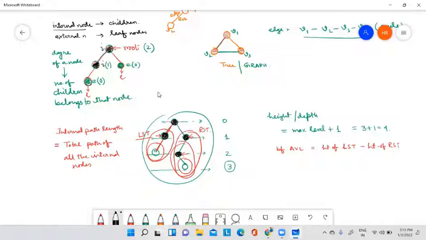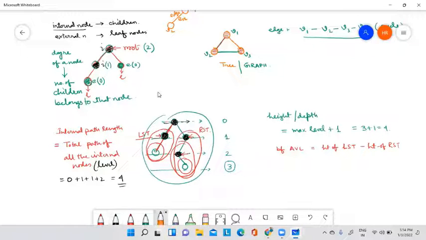Now the path of each internal node is the height, or you can say level, of that particular node. What is the level of this internal node? 0. What is the level of this internal node? 1. What is the level of this one? 1. And this one? 2. So this is the total internal path length, 4.